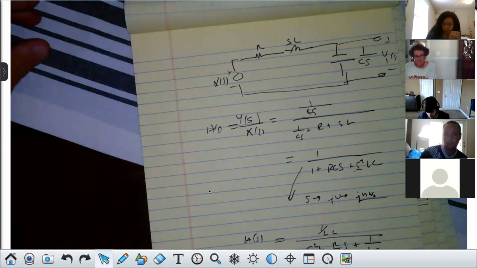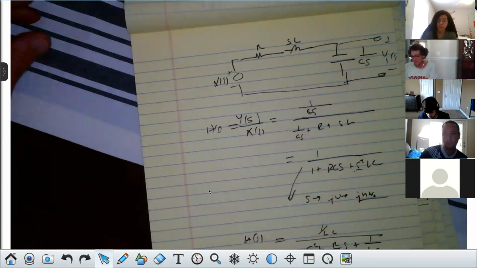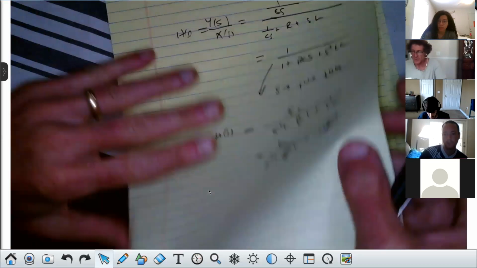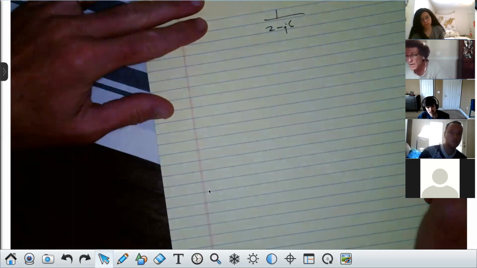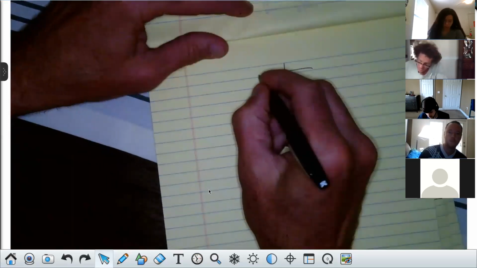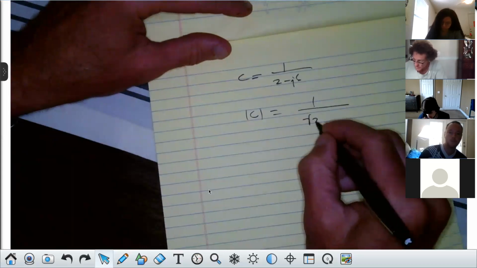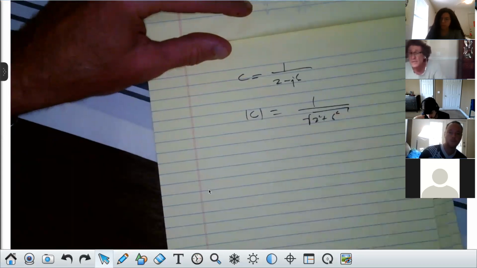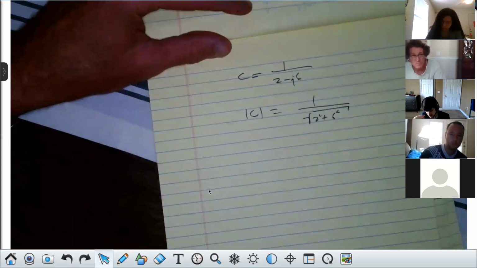Okay. Dr. Baginski, I'm still a little confused about the phase aspect. I understand the magnitude. Why don't we just talk about that? Suppose I had 1 over 2 minus j6. What's the magnitude and phase of this? Call that C. All right, the magnitude of C is what? 1 over the square root of 2 squared plus 6 squared, isn't it? Do y'all agree with me there? That's magnitude. What's the phase?